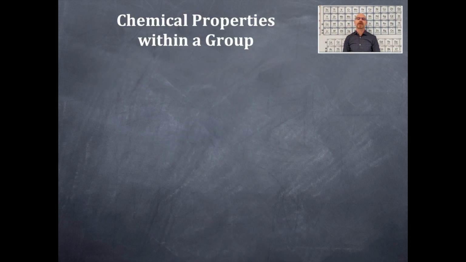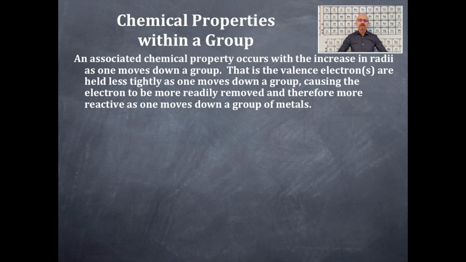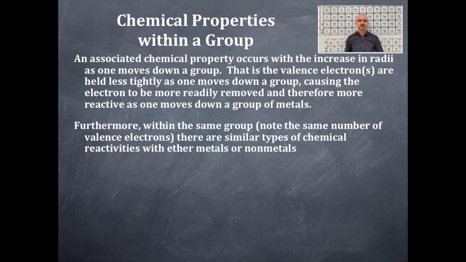So today we're going to be talking about chemical properties within a group. An associated chemical property occurs with an increase in radii as one moves down a group. That is, the valence electron or electrons are held less tightly as one moves down a group, causing the electron to be more readily removed and therefore more reactive as one moves down a group of metals. Furthermore, within the same group, note the same number of valence electrons, of course, there are similar types of chemical reactivities with either the metals or the nonmetals.